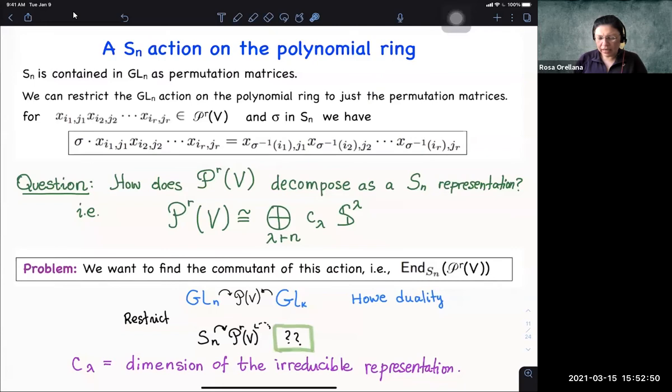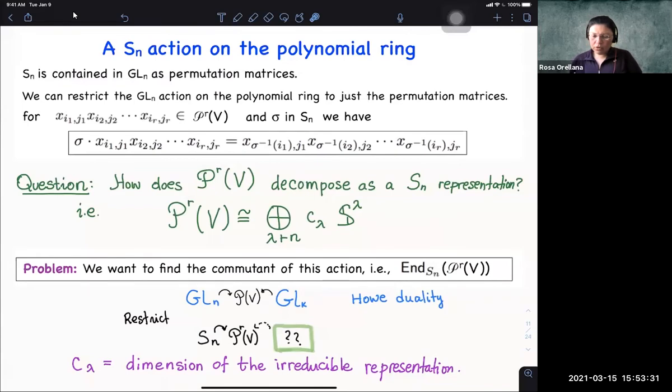We know that GLN acts on the polynomial ring. We know GLK acts on the polynomial ring, and this is called Howe duality. So I can restrict this, it's the same action. And I want to know what goes into this box right here, because whatever goes inside of this box, the dimensions of the irreducible representations of what goes in here are going to be this multiplicity. So if I want to answer this question, I want to find what goes in here, compute the irreducibles, and find their dimensions.